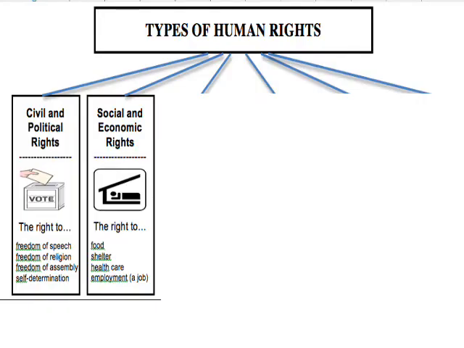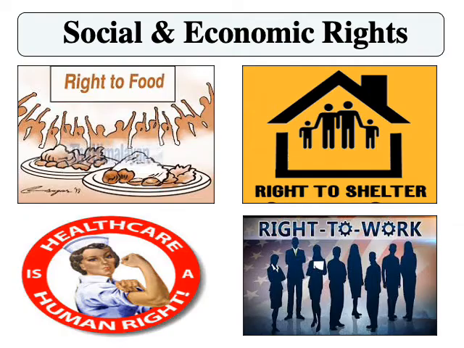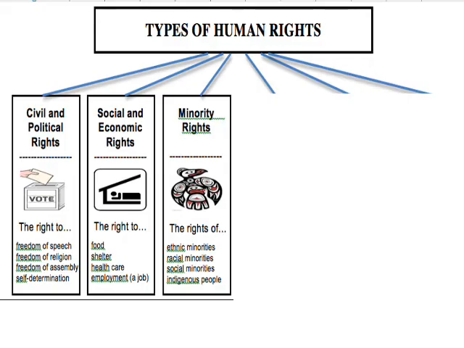Number 2 is social and economic rights. The right to food, shelter, healthcare, employment. And again, this is a different category. Often, when people talk about human rights, they stay with politics and civil rights. But these are also basic. People do have a right to work, a right to healthcare. These are all big issues around the world.